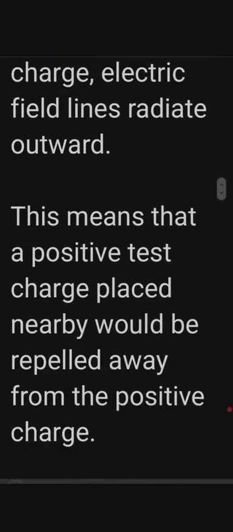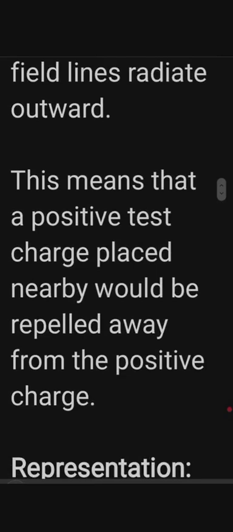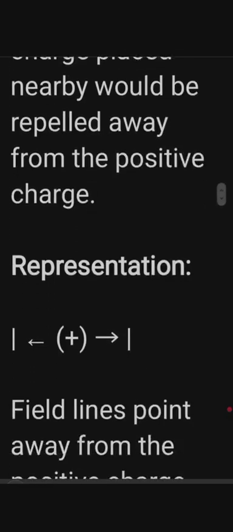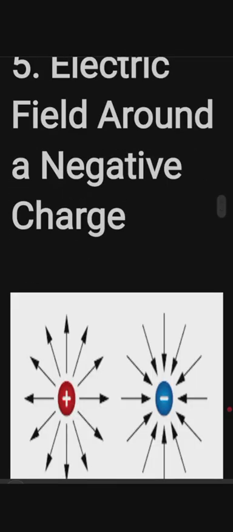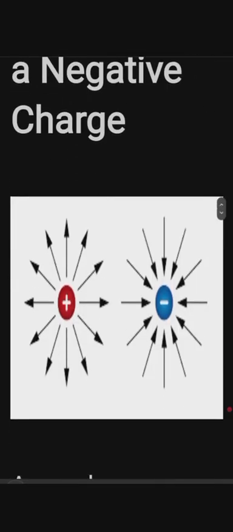So this means that a positive charge placed nearby would be repelled because the field is coming out of the positive charge. The electric force is coming out of the positive charge. So if another positive charge is brought near, it will push it away, it will repel it.